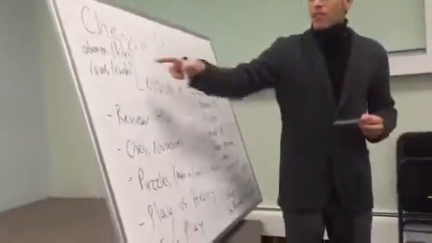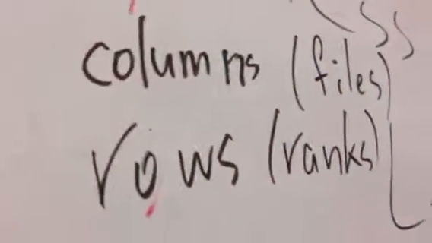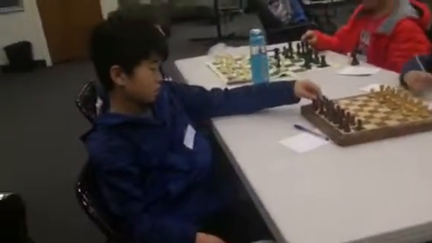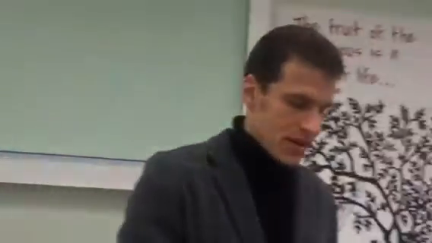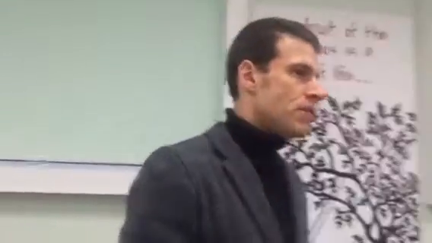Okay, so we have columns called files and rows called ranks. From now on, if you want to tell me something about the chess position, you're going to tell me about the files and ranks. You're not going to mention columns or rows. Got it? Everyone got it? Okay, all right, perfect. Now I'm going to tell you an interesting thing about each one of the figures that we have on the board.